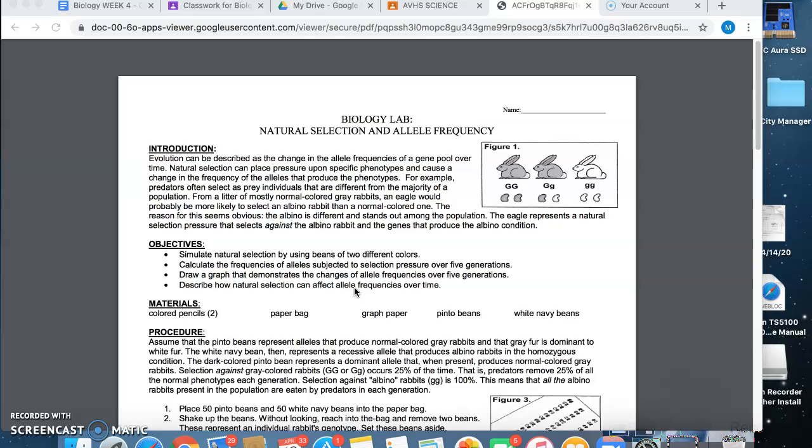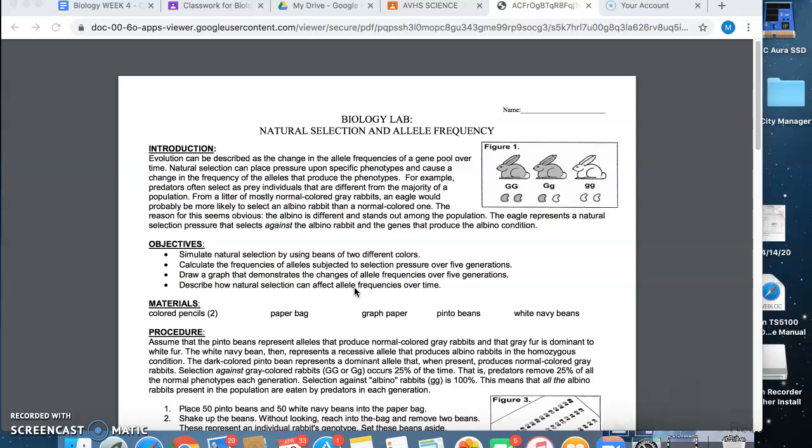The graph paper is actually on your lab sheet, so you will need to print this out. Okay, so it's on your lab sheet, so you don't have to worry about graph paper. You'll just use this. And then it says the beans, but again, you don't need to worry about that because Mariah and I are running the simulation for you.